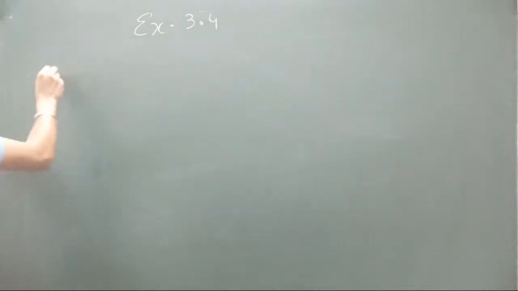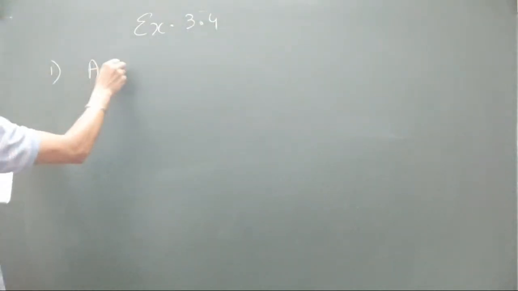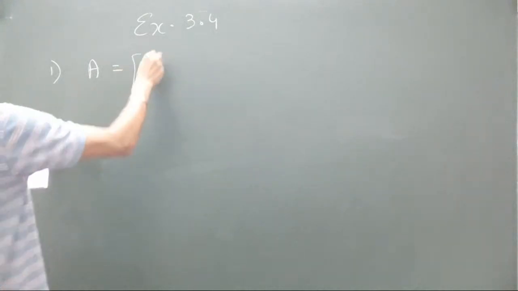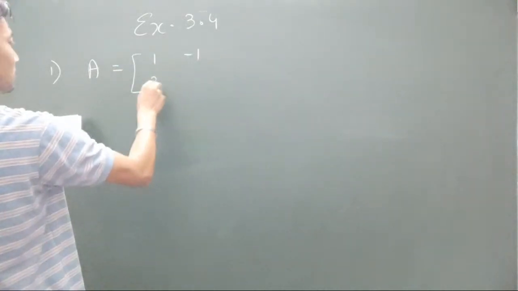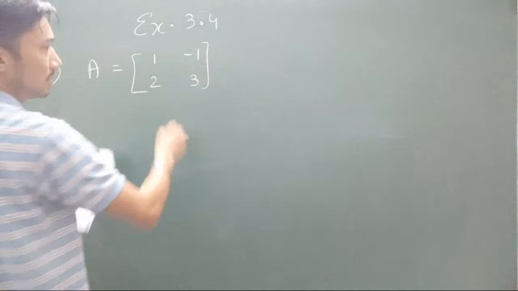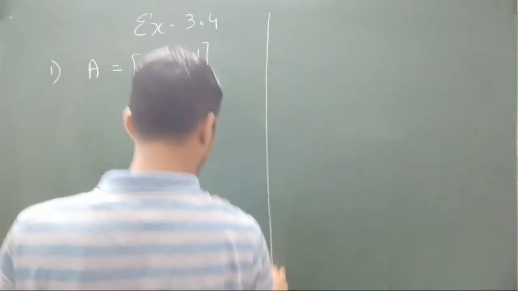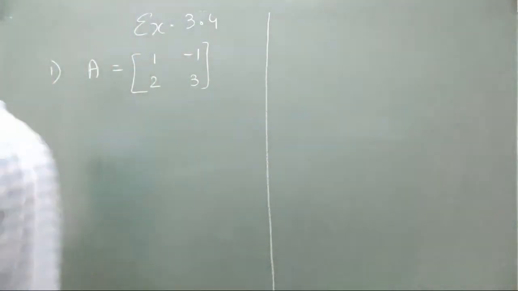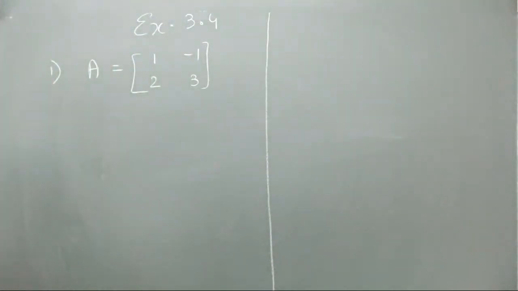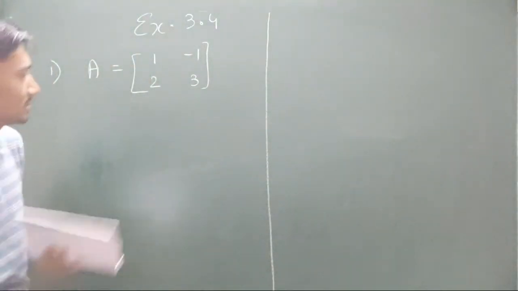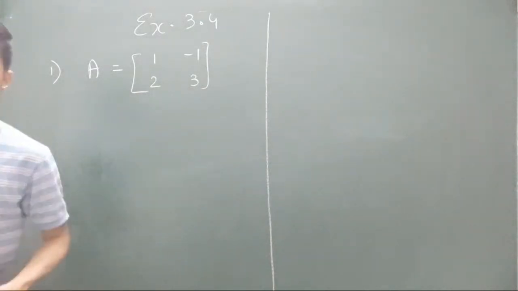Let's start with, let's say, number 1. The matrix A is given: 1 minus 1, 2, 3. Okay, let me put it in the middle because I need a lot of space for this, something like this. Alright. I guess that's almost the middle, isn't it? Alright. Ready?